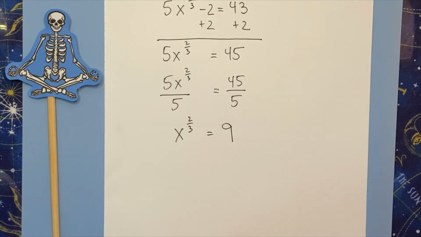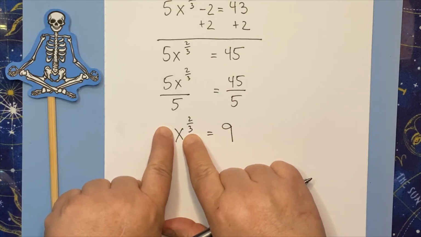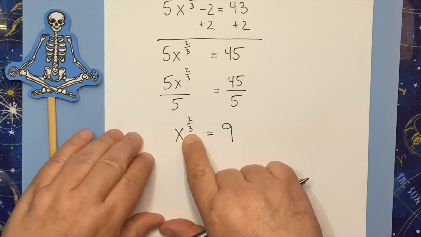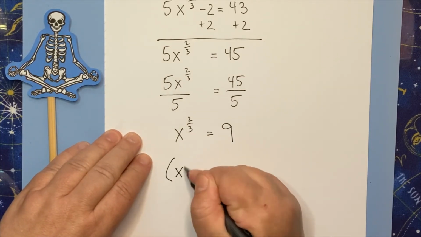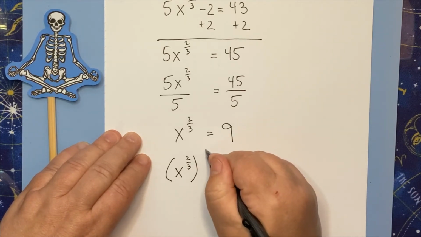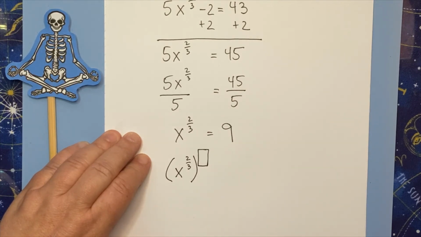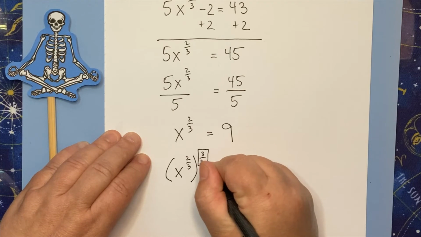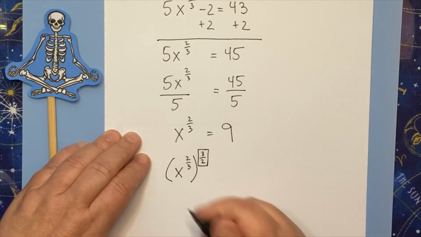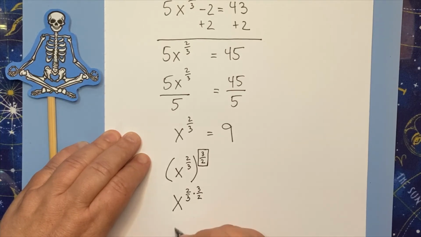But the good news is the roots method says there's some way to undo this. How do we undo this? What we have to remember is that if you put this, x to the 2/3, inside parentheses, and you put another power out here, you're going to multiply these two. So why not use 3/2? Because then that would give you 2/3 times 3/2. So that would be x to the 2/3 times 3/2. Everything cancels, x to the first power.